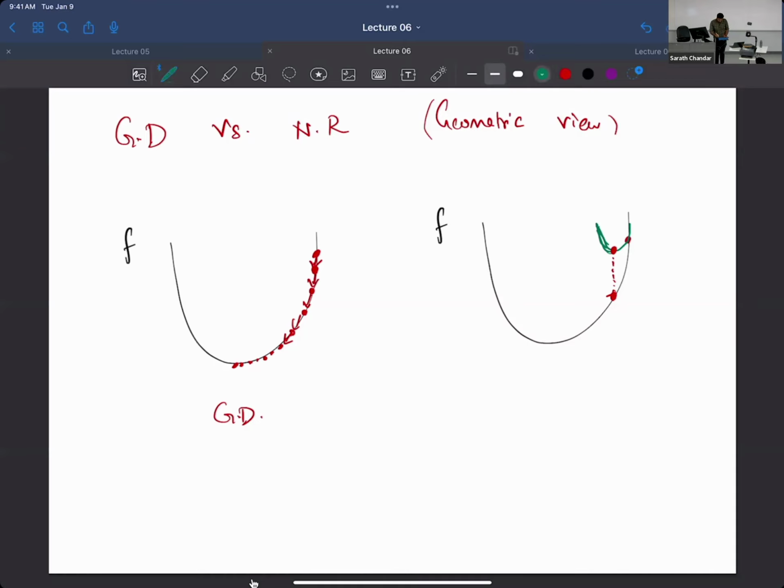Then you do the same process again. You make a quadratic assumption here and reach here, and then you do the same thing once again. You make another quadratic assumption here, and you reach here. So with a much smaller number of steps, you reach the minimum with Newton-Raphson.